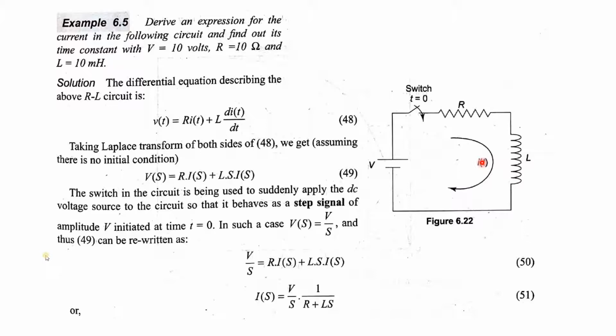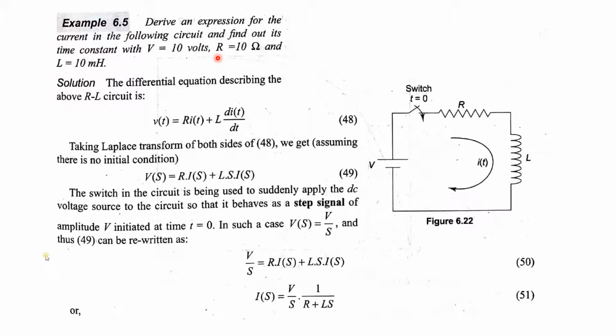So similarly we have an RL circuit in this case. The question is, derive an expression for the current in the following circuit and find out its time constant, with V equal to 10 volts, resistance 10 ohms, and inductance 10 millihenry.